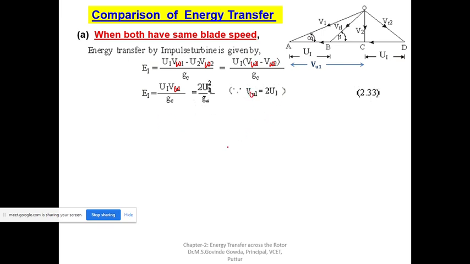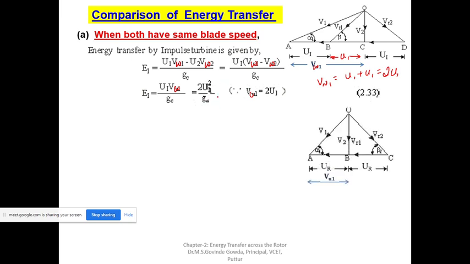So this is what the condition is. Here again I already proved that they are similar, therefore this is also U1. So we can say that VW1 is equal to U1 plus U1, therefore it is 2U1. Instead of writing VW1, I am writing 2U1, so that becomes 2U1 square by GC. Understood this part?